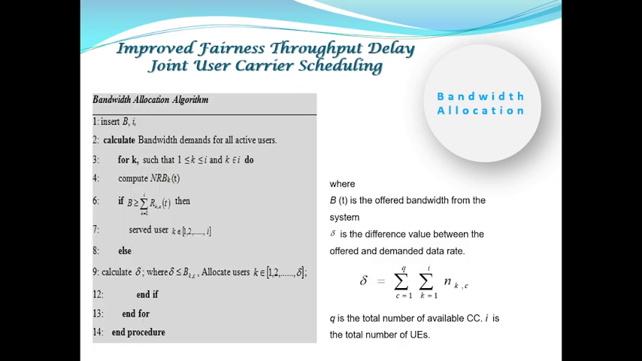Here I will explain the pseudocode for the bandwidth allocation, which starts by calculating the bandwidth demanded for all active users, where V is the offered bandwidth from the system, sigma is the difference value between the offered and the demanded data rates, Q is the total number of available component carriers, and I is the total number of user equipments.